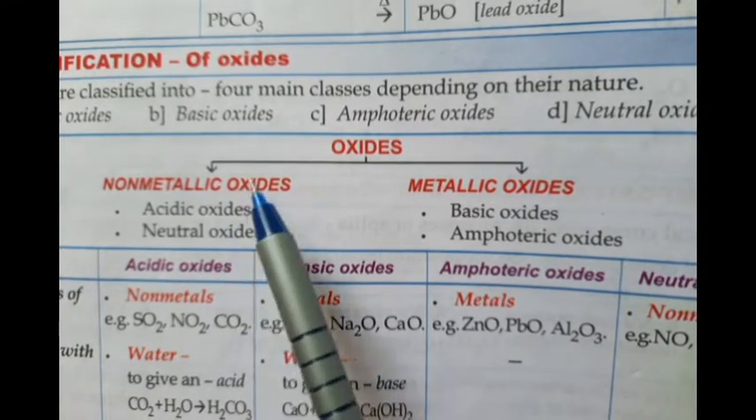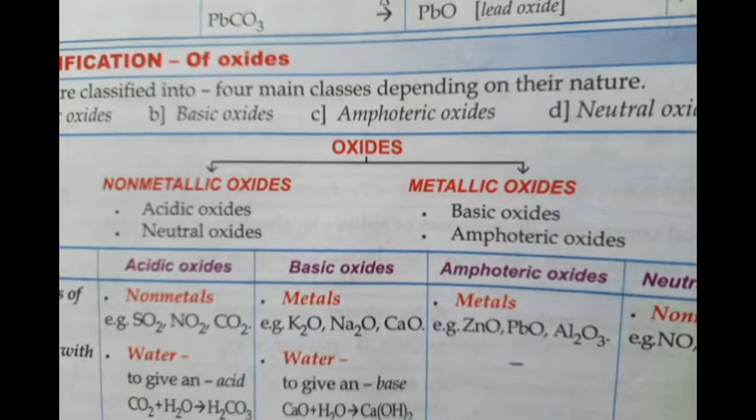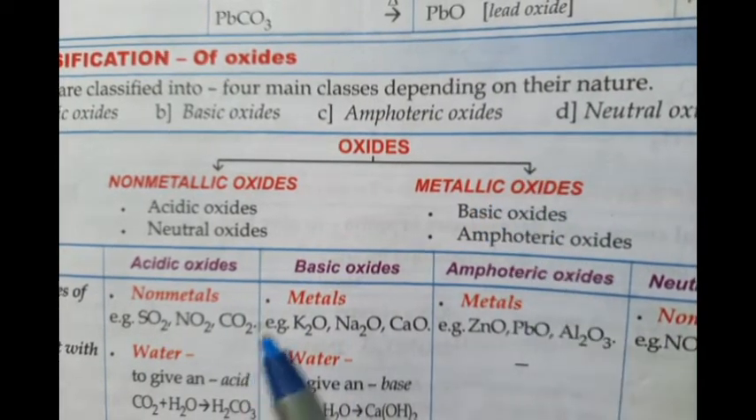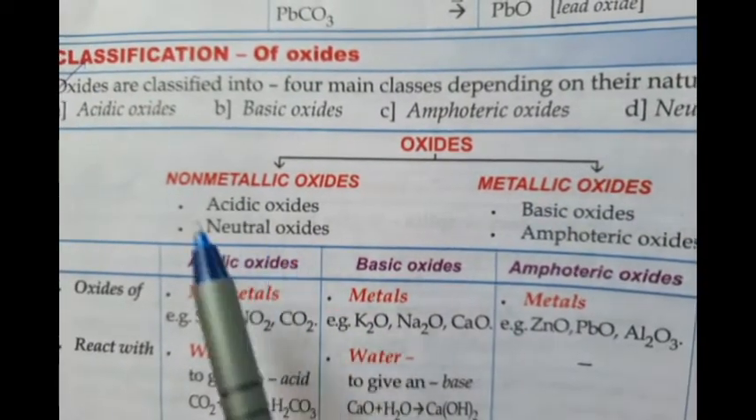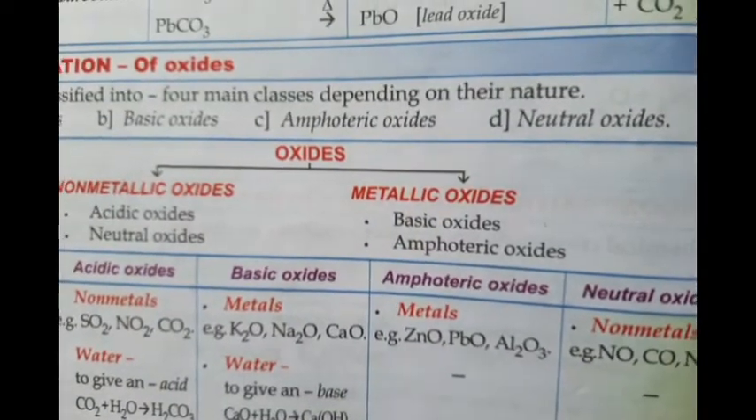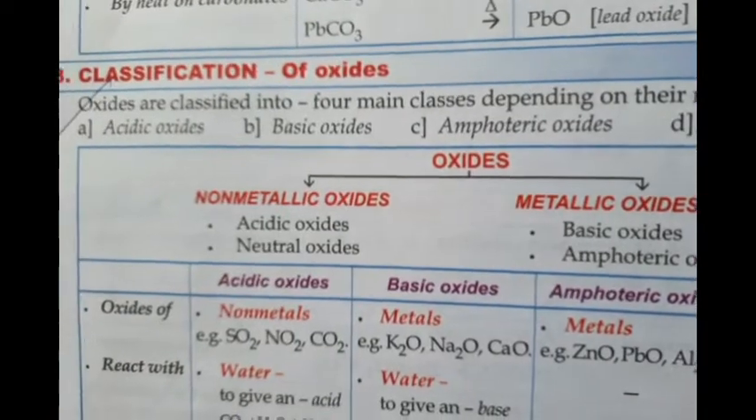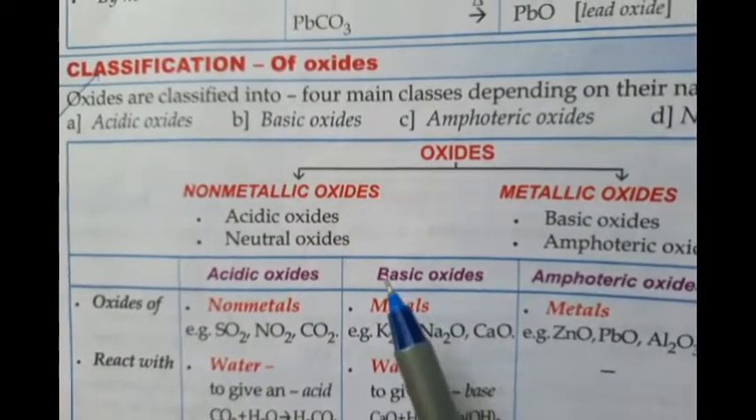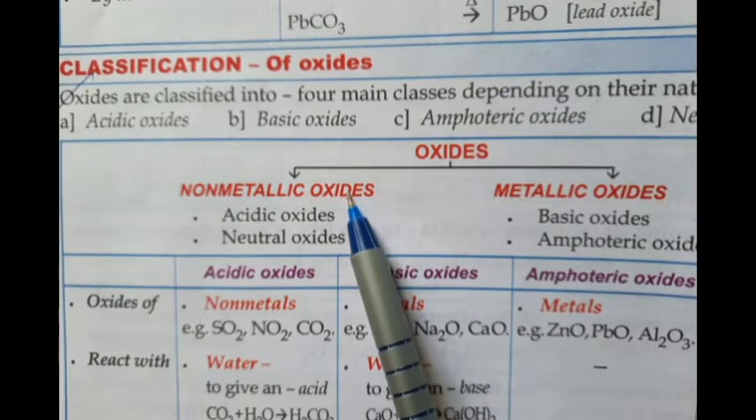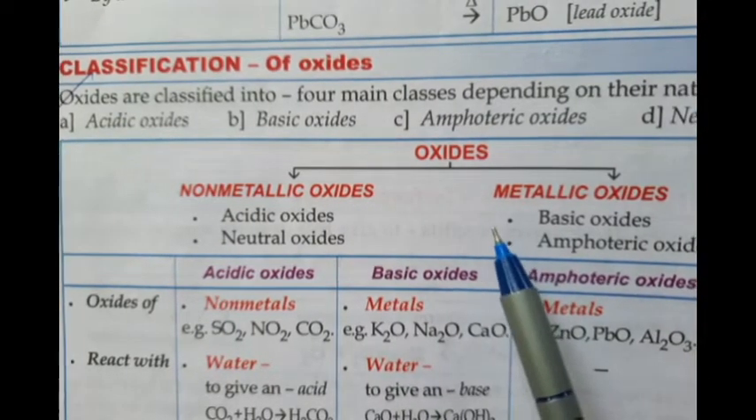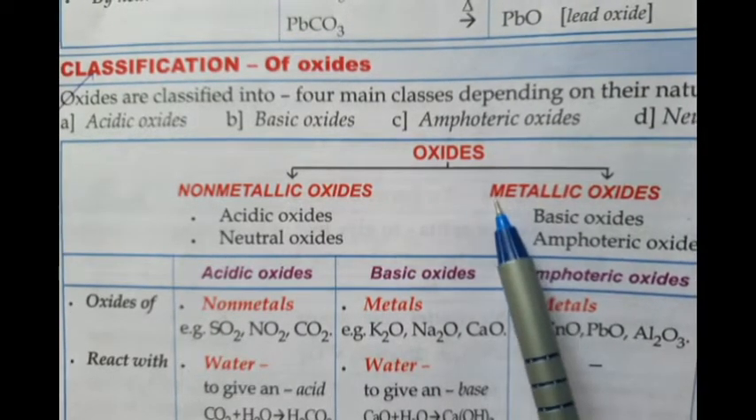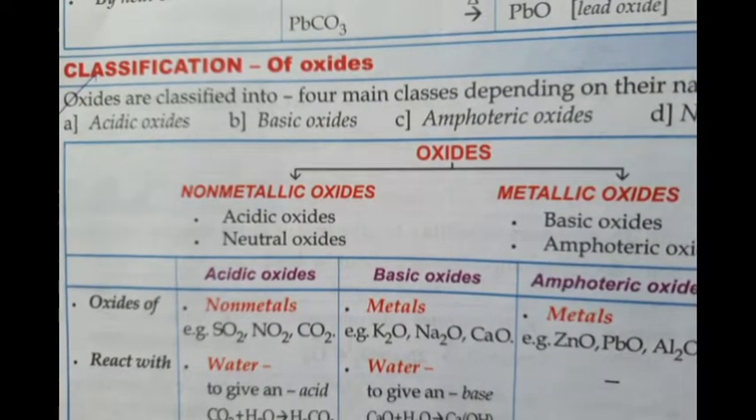acidic and neutral come under non-metallic oxide, whereas basic and amphoteric come under metallic oxide. There are four types of oxide, students: acidic, basic, amphoteric, and neutral oxide. You can see out of these four oxides, acidic and neutral come under non-metallic oxide. Okay, and basic and amphoteric come under metallic oxide. But right now you remember, afterwards you'll forget.